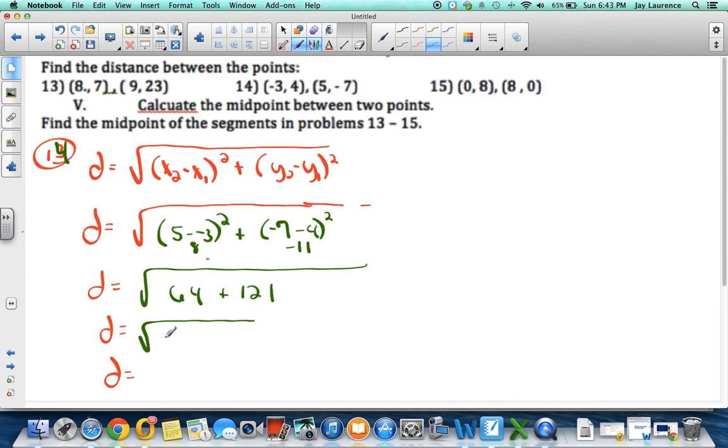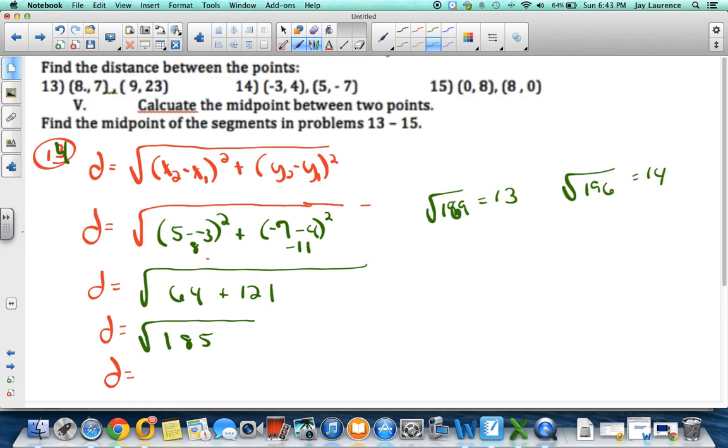Then I'm going to have negative 7 minus 4 squared, which is negative 11 squared, which is 121. So I'll be taking the square root of 185. All right, and I know 144, 169, the square root of 169 is 13. The square root of 196 is 14.